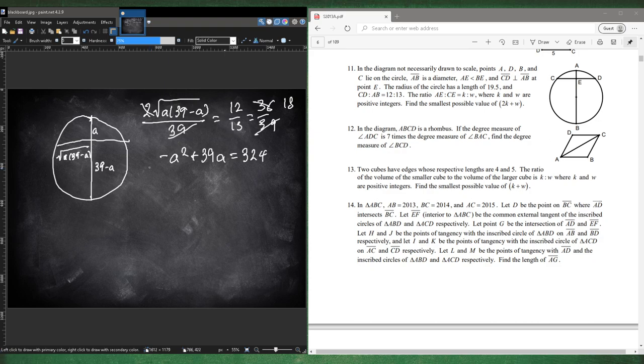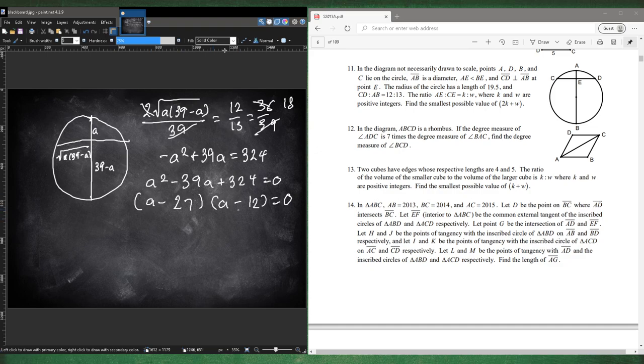So we could move it all to one side, so that's a squared minus 39a plus 324 is equal to 0. So a minus, right? Because this is plus and this is minus. So remember, 324 is 18 squared. 18 plus 18 is 36, which is really close to 39. So it might just be a little higher. And 18 is just 3 times 3 times 2. So maybe it's now 3 times 3 times 3. So that's 27. And 324 divided by 27 is 12. Okay, so that actually makes 39.